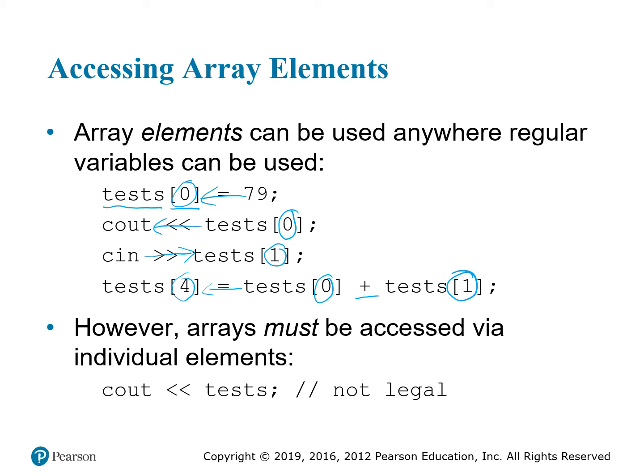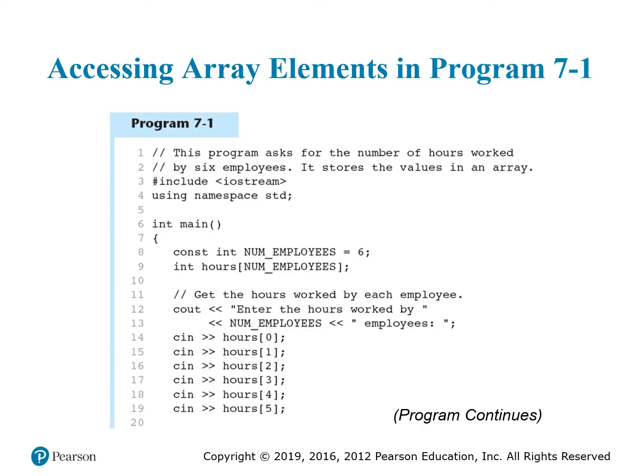However, arrays must be accessed via individual elements. They may not be accessed as an entire array all at once. If you took tests and tried to output that to cout, that operation would fail. You have to output tests at a specific index. We'll see in a minute how to use loops to output the entire array if that's what you want to do.